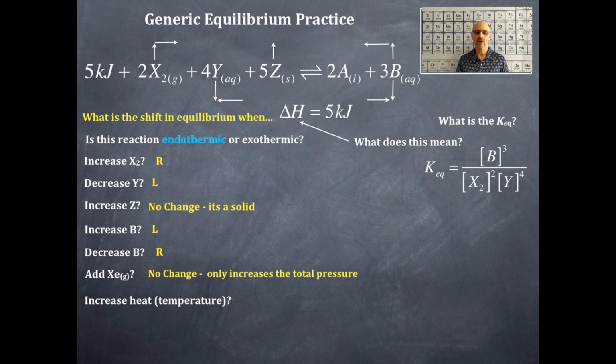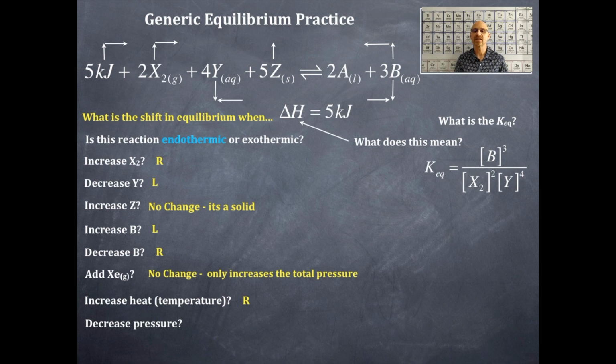Okay? All right. Now, what would happen if I increase the heat or add heat or increase the temperature? Now, remember, this is all dependent on the enthalpy change term, and that is 5 kilojoules. Since it's positive, I know it's endothermic. Since it's positive, it goes on the reactant side. So my heat term is actually on the reactant side. So if I increase the heat term, it will shift away from it, and that is towards the products, which is towards the right. Okay.